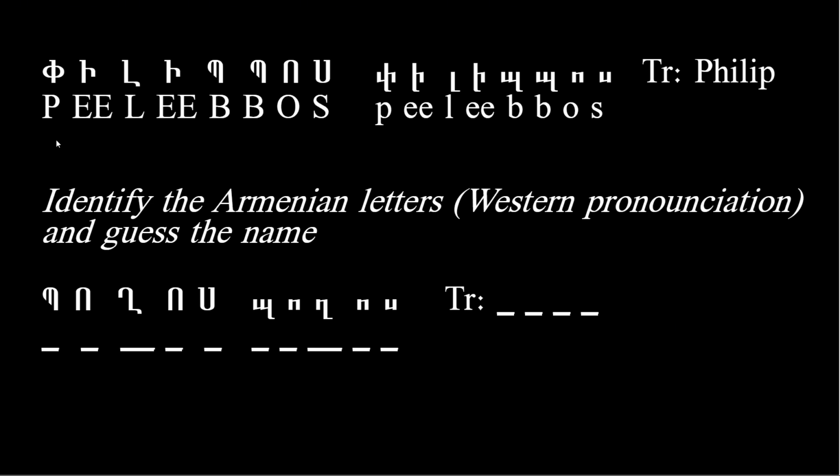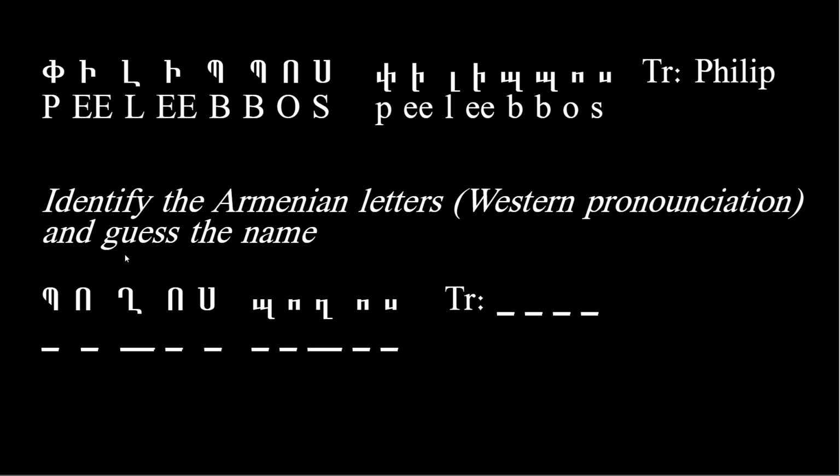So here we have the name Pilibos, which translates to Philip. Now notice here how in the name Philip, it ends with a P sound, but in the Western Armenian pronunciation we use a B sound. Pilibos, with the os at the end, retaining the Greek ending of the name, Pilibos. And if you recall from the first video, the F sound, such as in the name Joseph, in Armenian would be Hovsep. So with that, let us identify the Armenian letters using the Western pronunciation and guess the name.